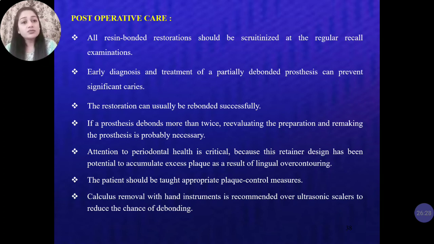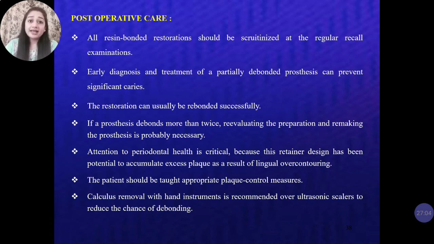If a prosthesis debonds more than twice, re-evaluating the preparation and remaking the prosthesis is probably necessary. If the prosthesis is debonding again and again, we have to evaluate what factors are causing the prosthesis to debond, and we have to solve those problems because of which the debonding is happening. So we have to remove the cause of debonding so that future debonding does not happen.